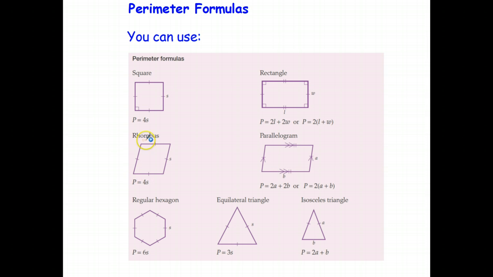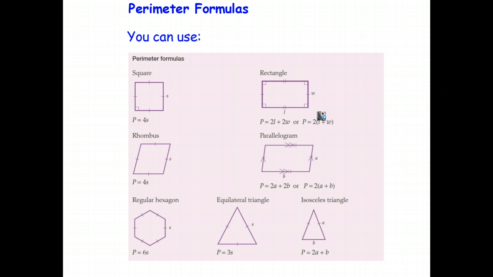The rhombus is also 4 times s. The parallelogram, instead of calling that L and W, they call it B and A. So the perimeter is 2A plus 2B, or again, you've got the bracketed form just there. The regular hexagon, a different formula again, 6s. Equilateral triangle, 3s, and even a special formula for an isosceles triangle, which is twice that side because there's 2 of them, plus the base. So that's 1, 2, 3, 4, 5, 6, 7, maybe even 8, maybe 9 formulas for perimeter, which is silly.